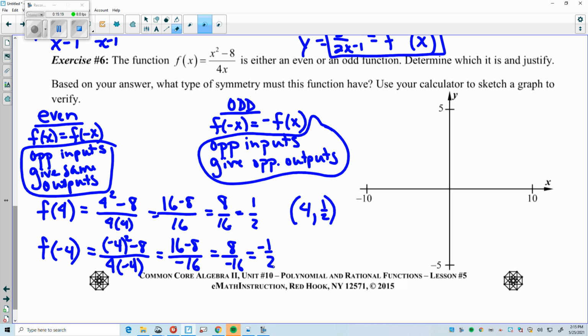Okay, so looking at this, I can see an opposite input gives an opposite output, which tells me my function has to be odd. And you could graph this out. You could use your calculator, and if it looks the same right side up and upside down, you can tell it's an odd function. It needs to be symmetric to the origin.